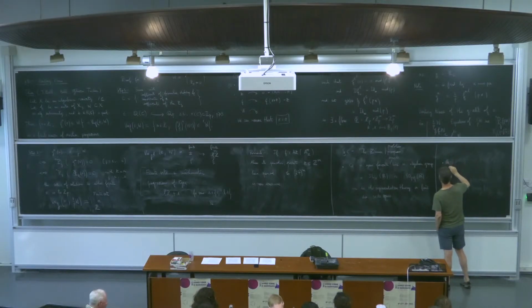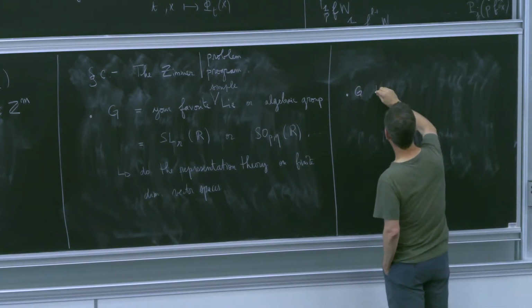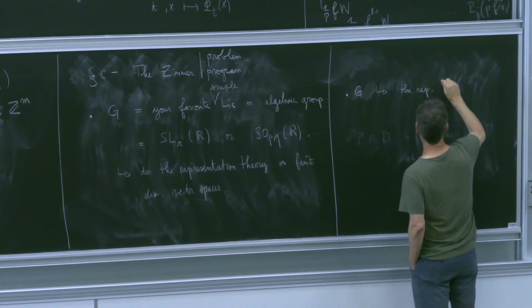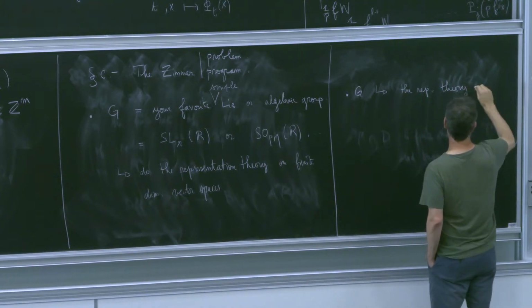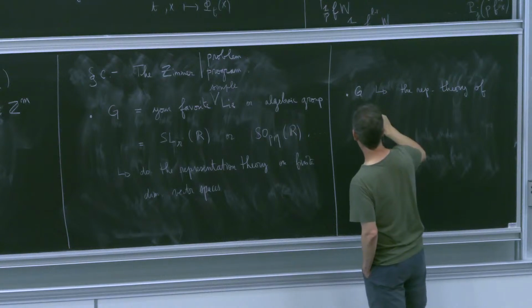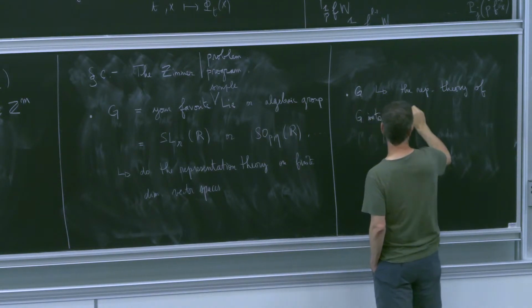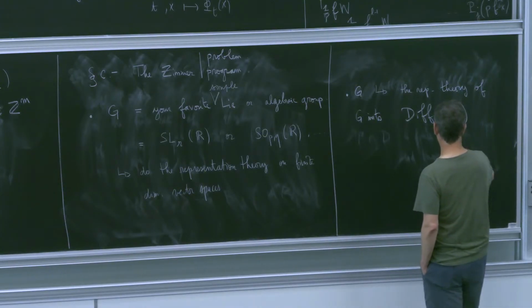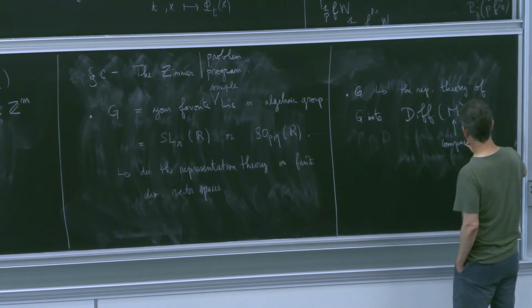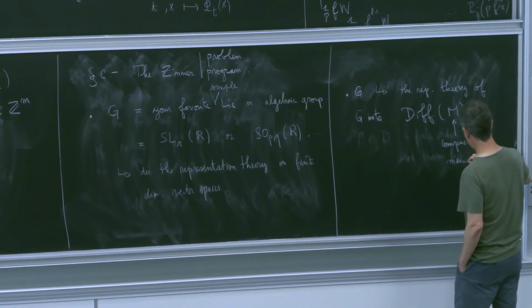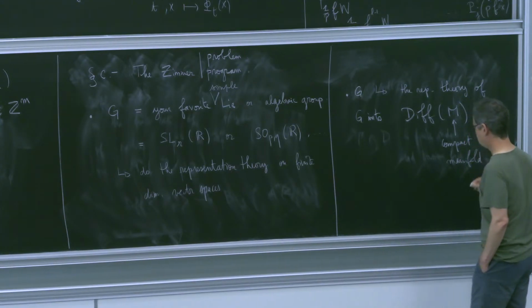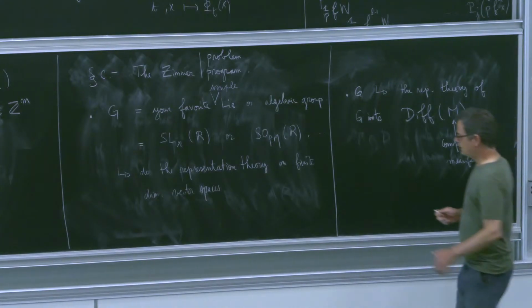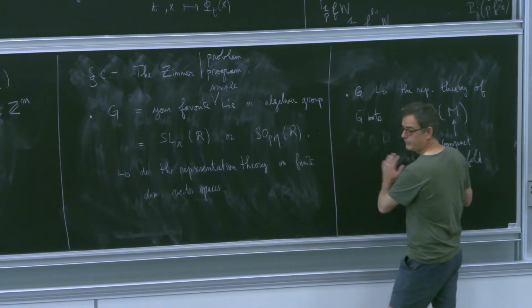Okay, so now you add a new column, and now you take the same Lie group, and try to do the representation theory of G into Diff of M, where M is a compact manifold. Okay. So, and then you try to compare the two theories.